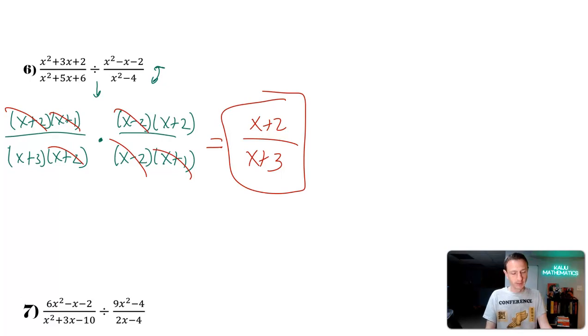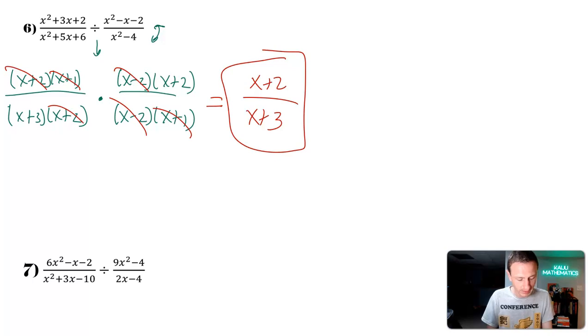Nice, that was a fun one. I like when there's a lot of factoring and then there's some cool simplifications that can be made. Those are fun.